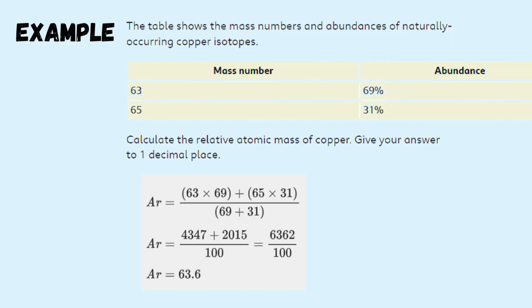An example is shown over here. This table shows the mass numbers and abundances of naturally occurring copper isotopes. Mass number and abundance is mentioned here. How to calculate relative atomic mass of copper? 63 times 69 plus 65 times 31 over 69 plus 31, which is giving you 63.6, which is the relative atomic mass of copper.